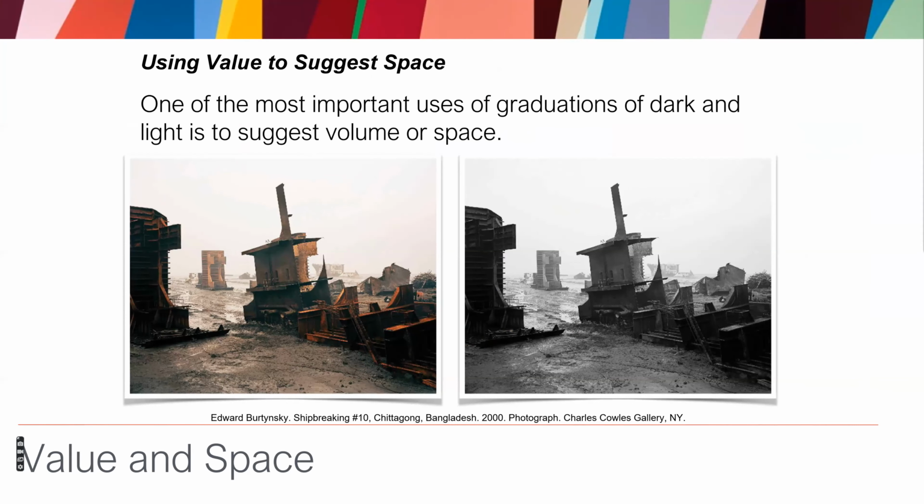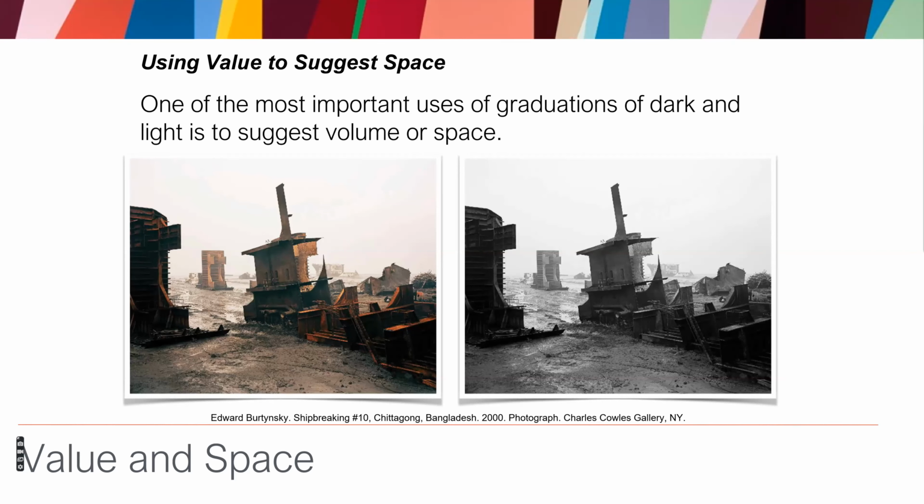Yet another use of value in design is to assist in the creation of the illusion of space. We can suggest space by using graduations of dark and light. This is the same as the technique we described for suggesting volume, but it also applies to suggesting space. In the example on the slide, we make the viewer sense space. The foreground objects are very dark and heavy, while the middle ground and background objects have less and less value contrast as they fall backwards into the painting.